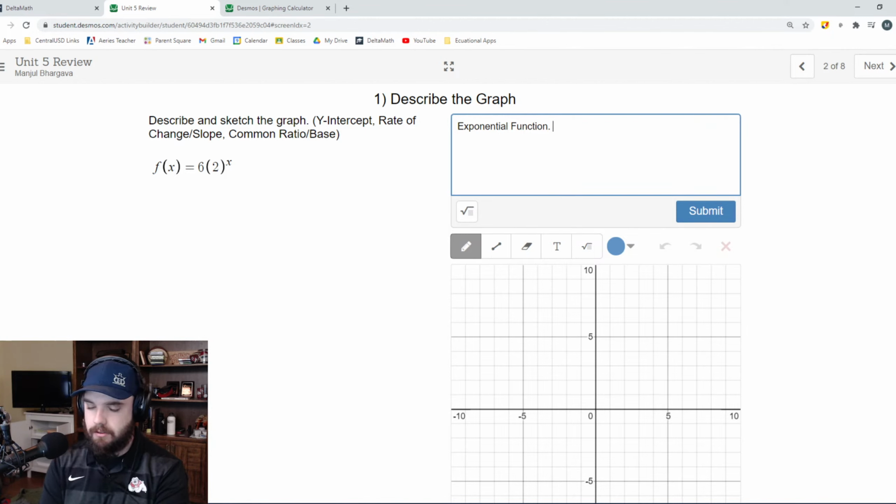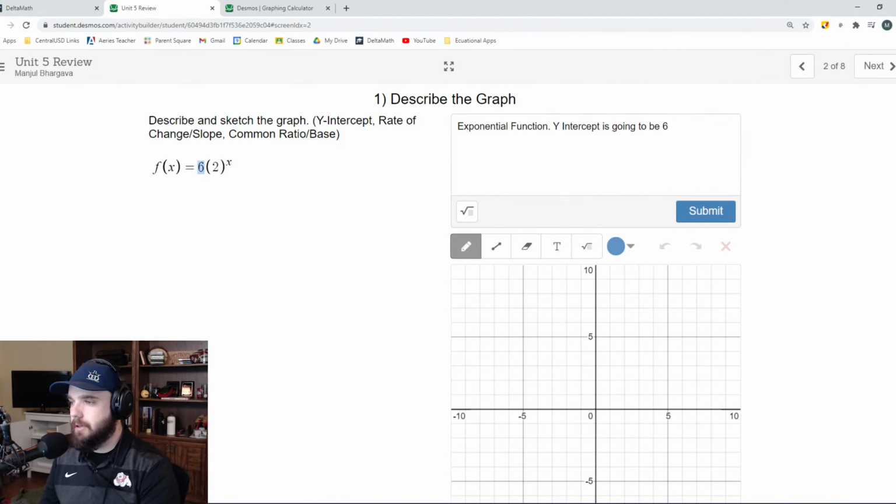All right. So the next thing we want to talk about is the y-intercept. We're talking about exponential functions, so we want to talk about the y-intercept and our common ratio. In exponential functions, we're going to have a common ratio. So the y-intercept is going to be 6.